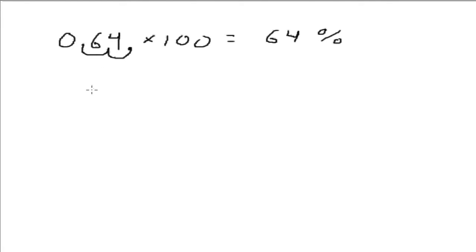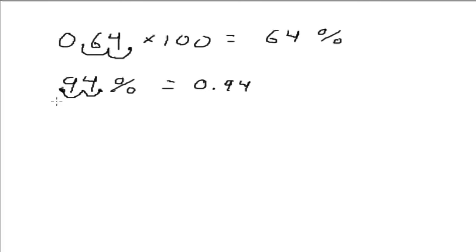Let's say you wanted to convert from 94% to a decimal. Well, all you do is pretend there's a decimal here and move it 2 times to the left. And you'll end up with 0.94.